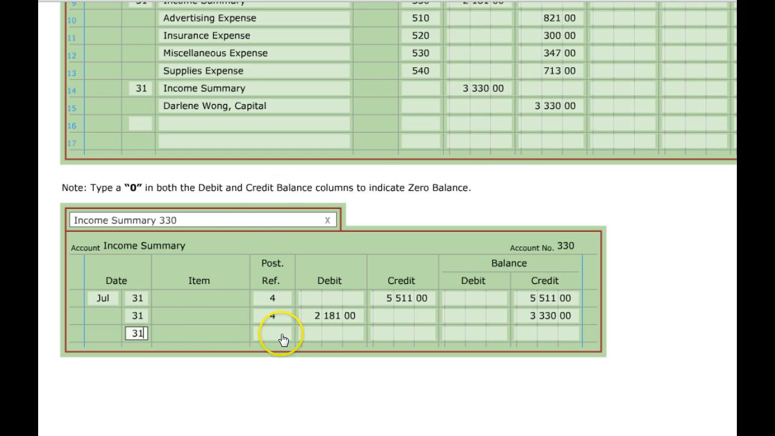Okay, so we'll go through and we'll close this. So we'll put that down. We'll put page number 4 down. We'll debit 3,330. We'll make this 0 and make this 0 right here. Okay, and then we'll put down 330 right there.